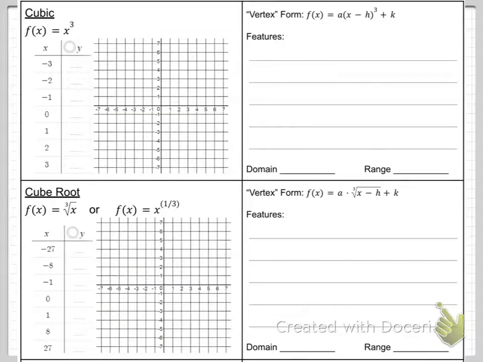For the next function, cubic function, that means multiplying the number by itself 3 times. Negative 3 cubed, for example, is negative 3 times negative 3 times negative 3, which is negative 27, because there's an odd number of negatives. So any input that is negative will remain negative.